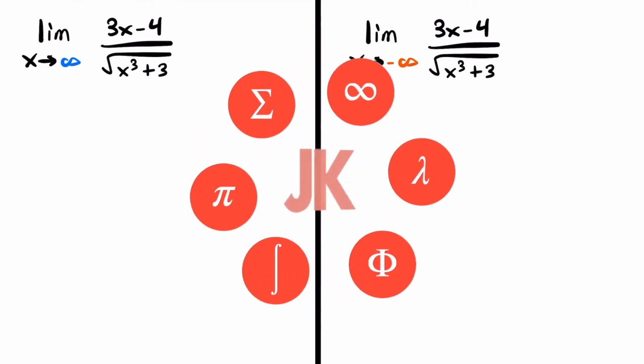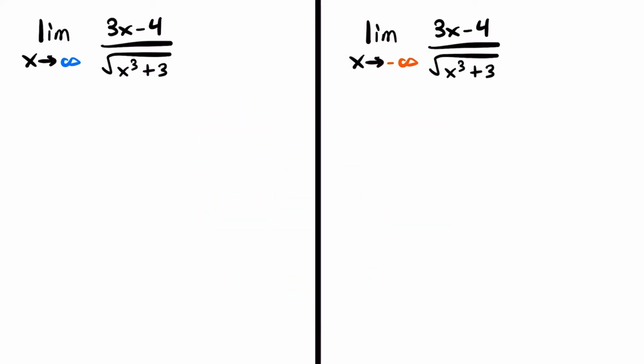Limits at infinity are some of the trickiest limits to evaluate. For example, here I have two limits of the same function, 3x minus 4 divided by the square root of x cubed plus 3. The first limit is the limit as x approaches positive infinity, and the second limit is the limit as x approaches negative infinity of that function.